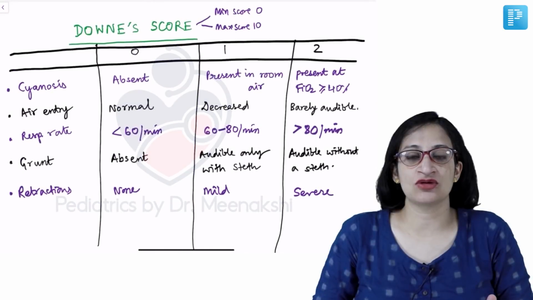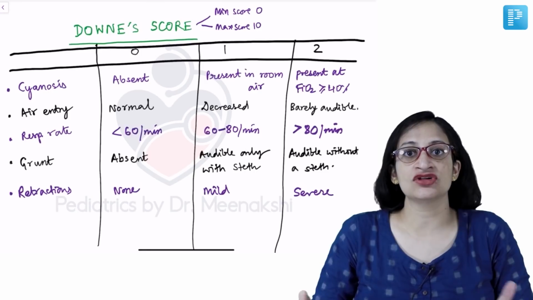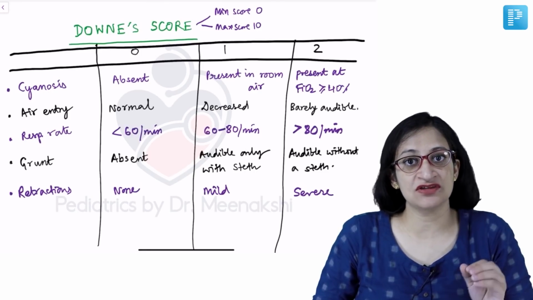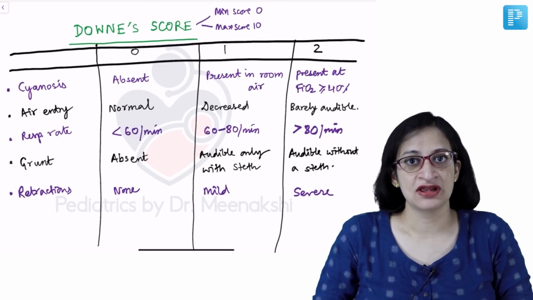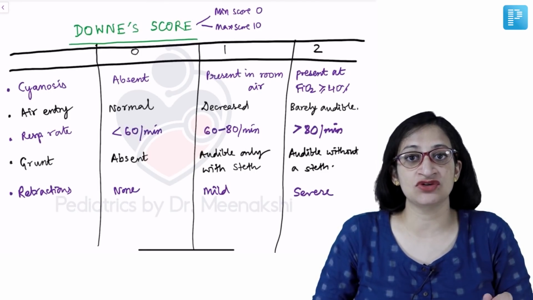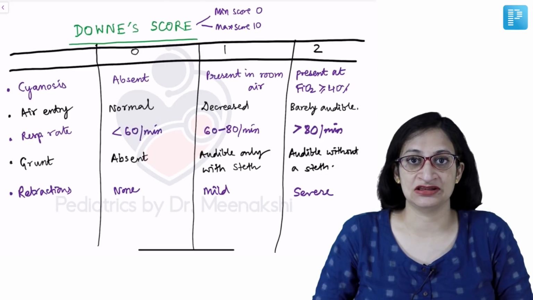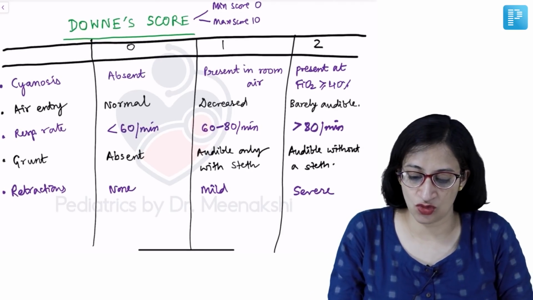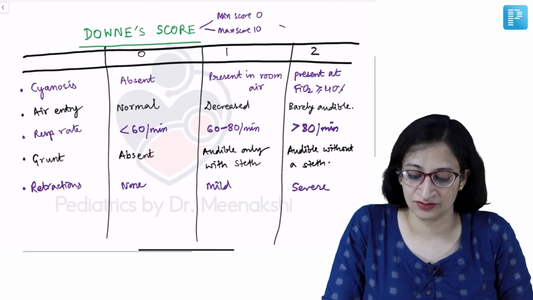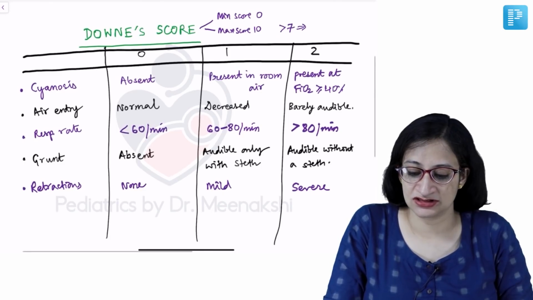So as you can see, Downey score, just like Silverman score, has got 5 components, each of which can be given a score of 0, 1 or 2. So the minimum possible score in Downey score, when we give 0 to each component, it will be 0. And maximum possible score, when we give 2 to each component, it will be 10. Okay. So more the Downey score, more is the respiratory distress of the baby, just like the Silverman score. So a Downey score of more than 7 usually indicates severe respiratory distress.